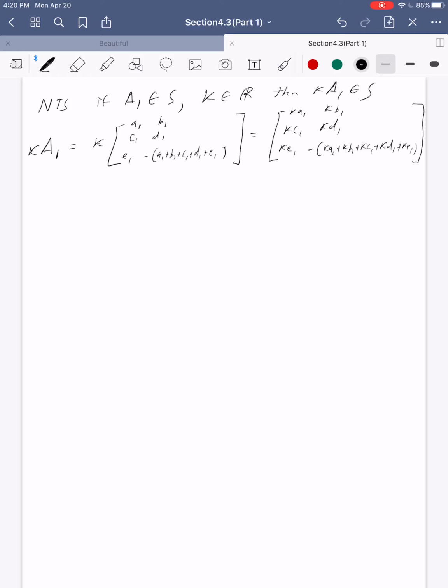So what does that tell us then? Well, these guys here are the sum of these, and since it's negated, the sum of that is going to be 0. So kA1 is an element of S. Okay, so S is a subspace. This set here, the set of all 3x2 matrices that have a sum that is exactly 0, is a subspace of the set of all matrices that are 3x2.